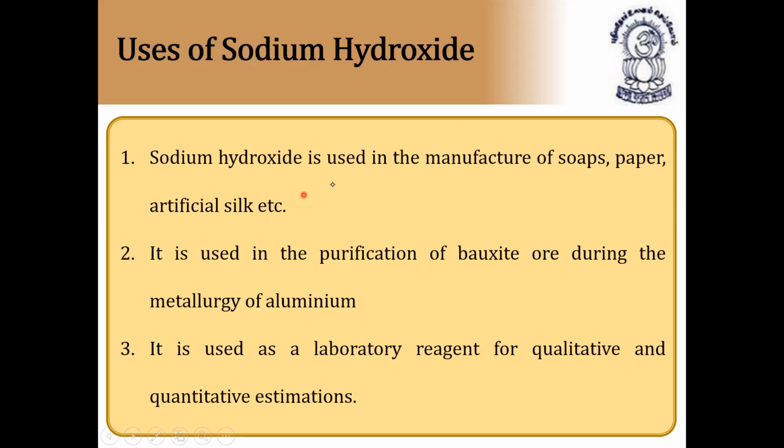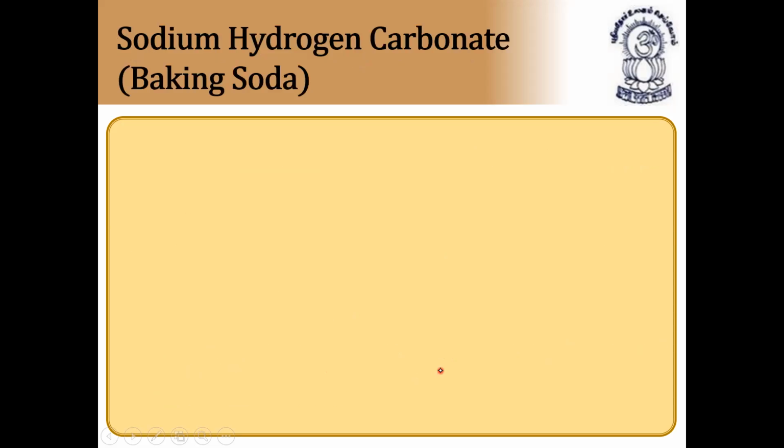Sodium hydroxide is used in the manufacture of soaps, paper, artificial silk, etc. It is used in the purification of bauxite ore during the metallurgy of aluminium. It is also used as a laboratory reagent for qualitative and quantitative estimations.